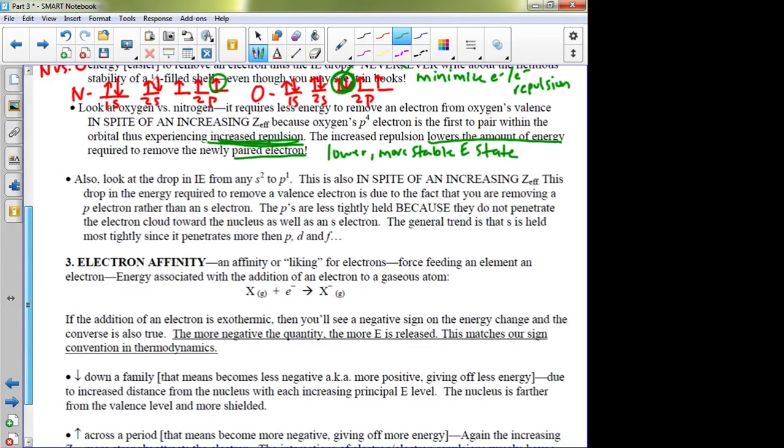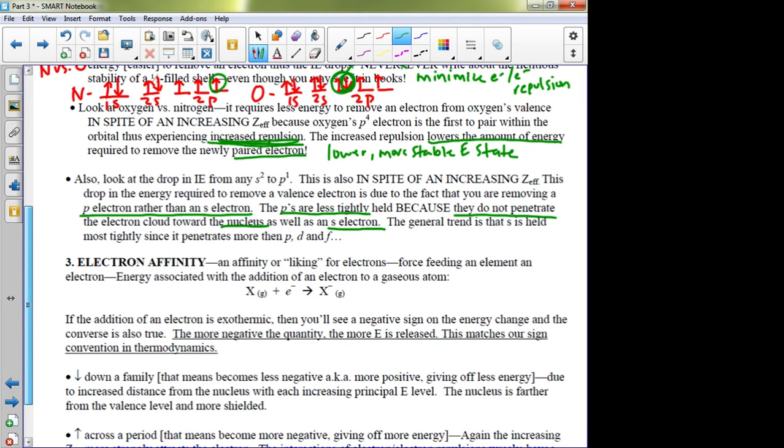Okay? So the fact that you're removing a P electron rather than an S electron, the P's are held less tightly, because remember how we talked about who penetrates the nucleus more? The S, okay? Because P does not penetrate the nucleus as well as S, so it's easier to remove the P1 versus the S2.